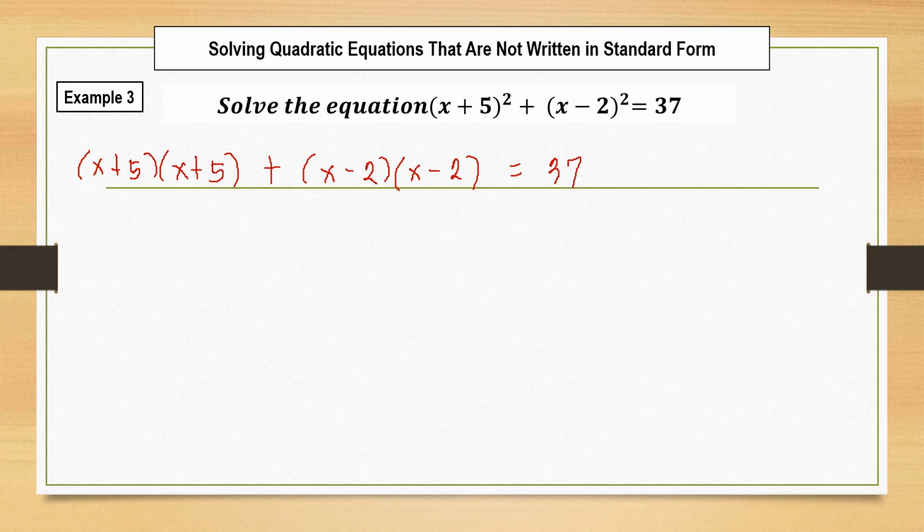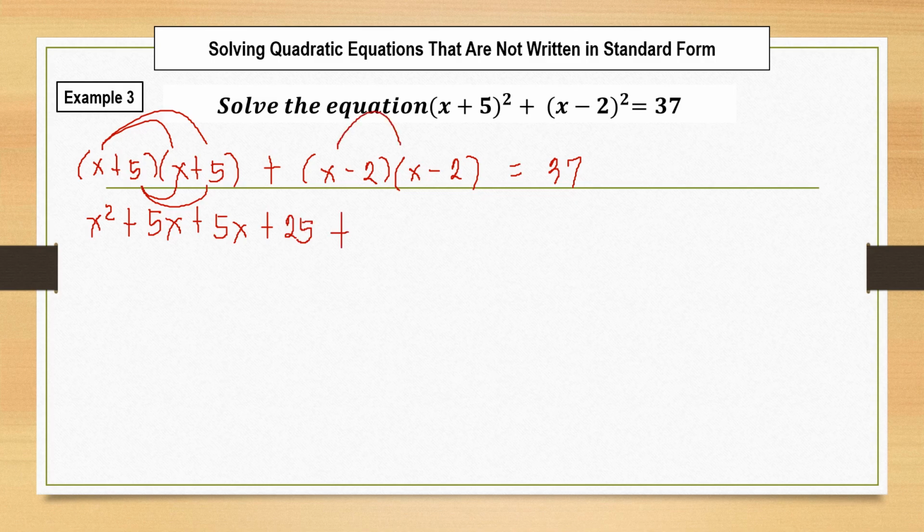Using FOIL method, we have x times x, x squared, plus x times 5, 5x, 5 times x, 5x, 5 times 5, 25. Plus, we have x times x, x squared, x times negative 2, negative 2x. Negative 2 times x, negative 2x. And then negative 2 times negative 2 is positive 4, is equal to 37. Let us combine like terms.